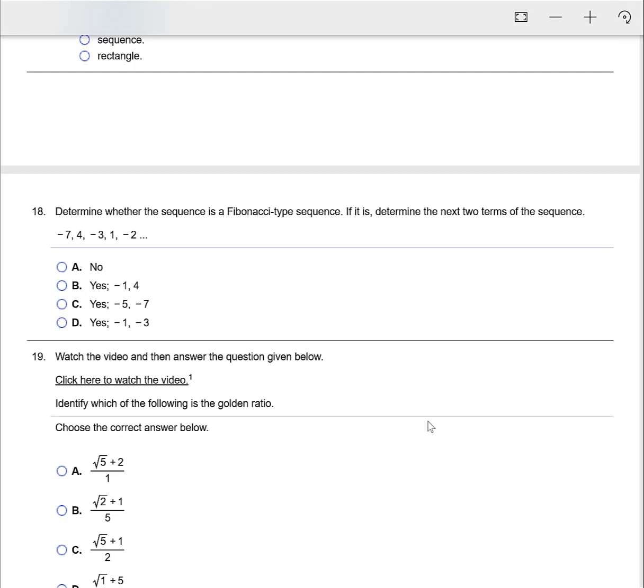Determine whether the sequence is a Fibonacci type of sequence, and if it is, determine the next 2 terms. So remember, in a Fibonacci sequence, a number in the sequence is the sum of the prior 2 numbers. So we have -7 plus 4 would give us -3. 4 minus 3 would give us 1. -3 plus 1 would give us -2. And if we keep going and we take 1 minus 2, we would get -1.